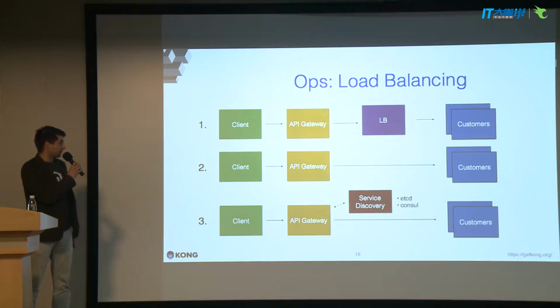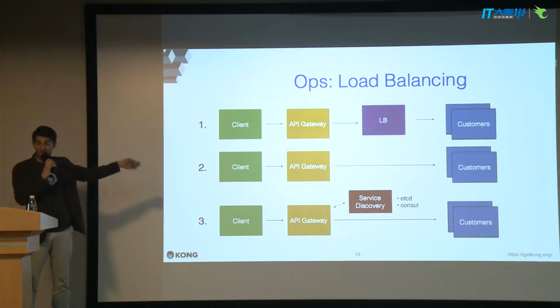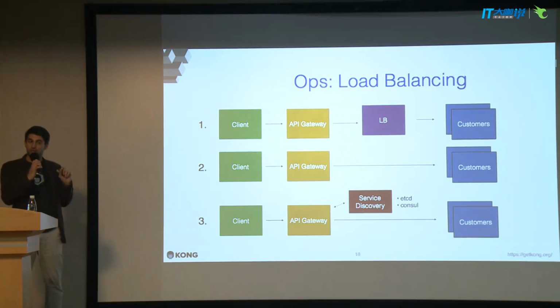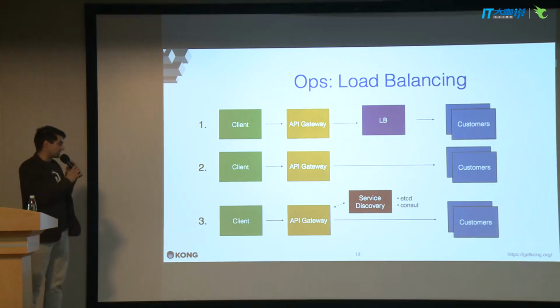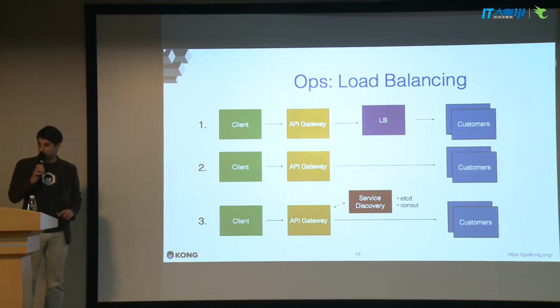So load balancing is a very common use case again. There are different ways of doing load balancing with an API gateway. You can have a load balancer in between the gateway and the service. You can have the API gateway itself being the load balancer. Or you can have DNS-based load balancing. So the load balancing is being done with a service discovery tool like etcd or Consul.